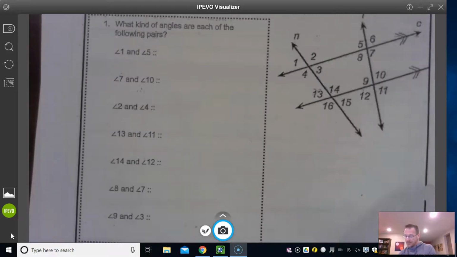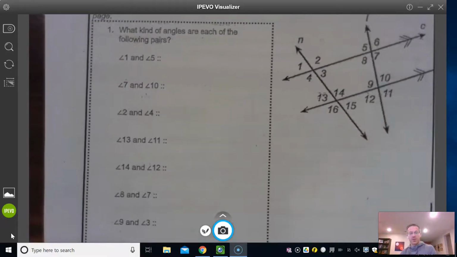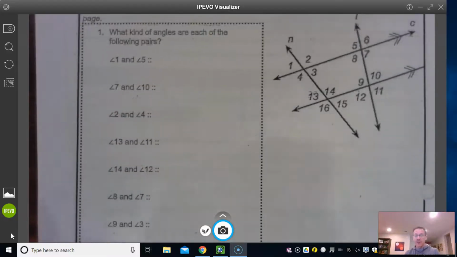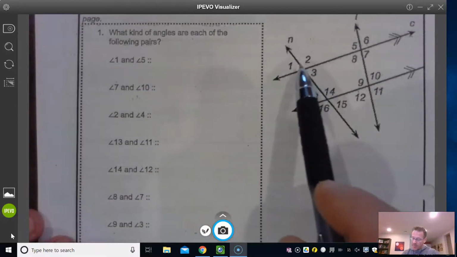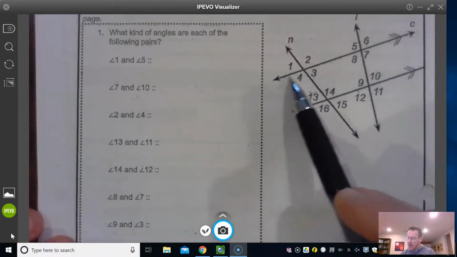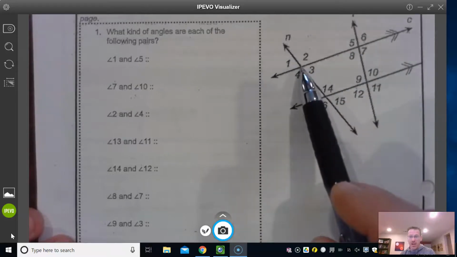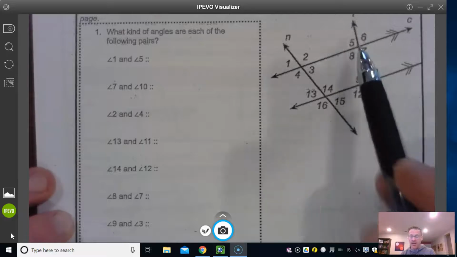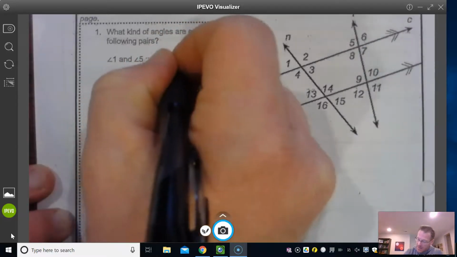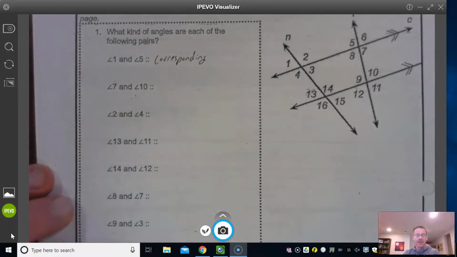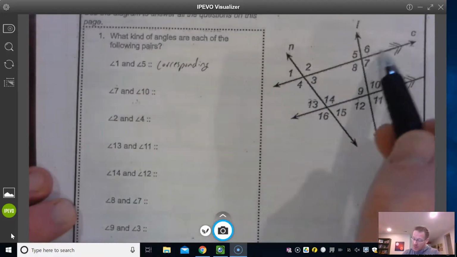Now once again, it all is in reference to your transversal. So when we look at angle 1 and 5, we want to identify what those are. Here's 1, here's 5, and they're on this transversal. So C is our transversal. Angle 1 is in the upper left in this intersection. Angle 5 is in the upper left here. So these would be corresponding angles. And that's all in reference to this transversal.